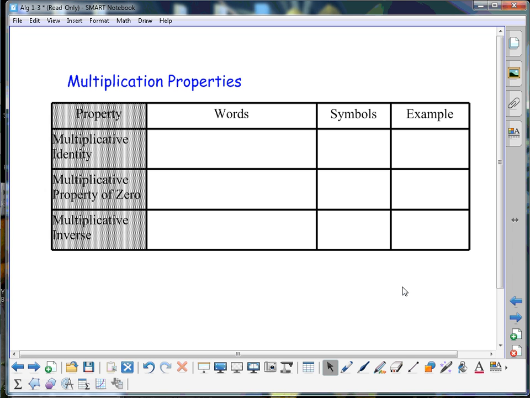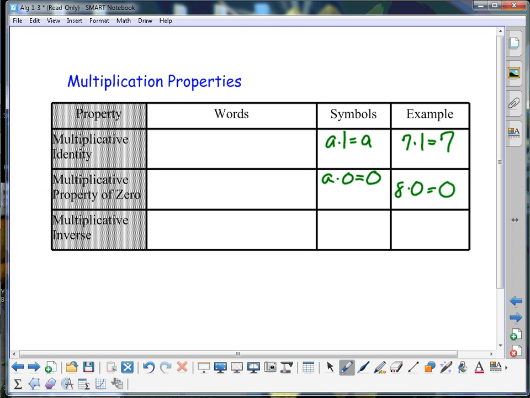Multiplication properties. Most of these you guys already know as well. The multiplicative identity says A times 1 is equal to that number. So if we have 7 times 1, it equals 7. That's a multiplicative identity. Multiplicative property of 0 says any number A times 0 equals 0. So 8 times 0 equals 0. Any number times 0 equals 0.